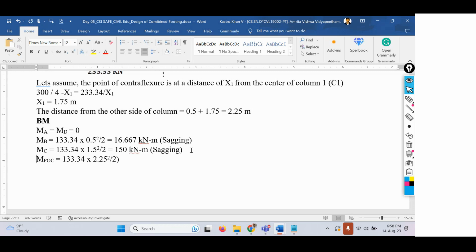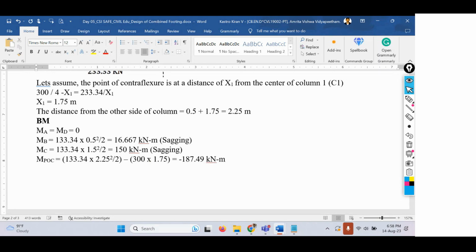This is in one section, and we have other loads also, that is the load from column 1. What is the load from column 1? 300 kilonewtons into the distance at which the load from column 1 acts, which is 1.75 meters, that is the x1 distance. From this we can calculate the maximum bending moment, which will be minus 187.49 kilonewton meters.